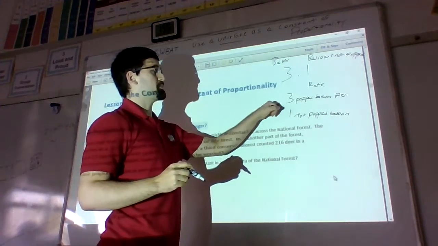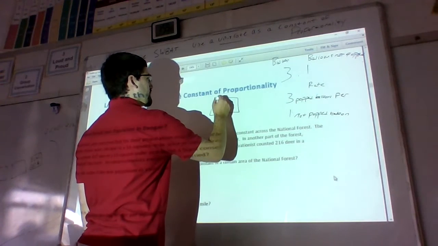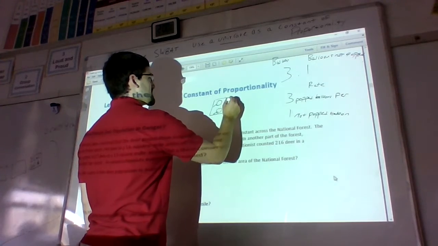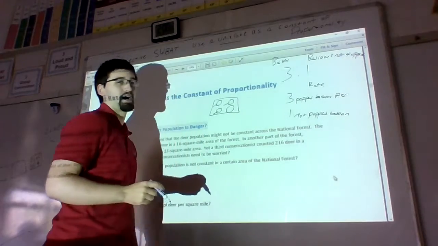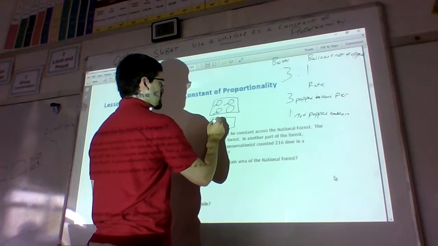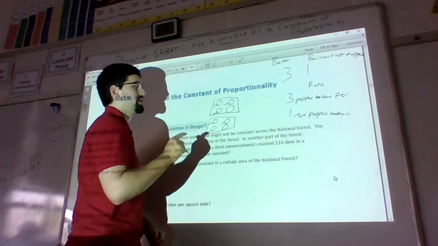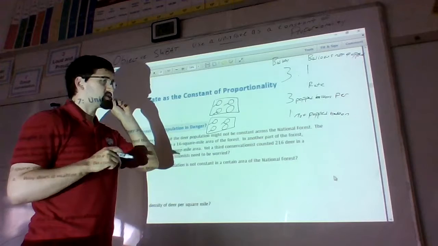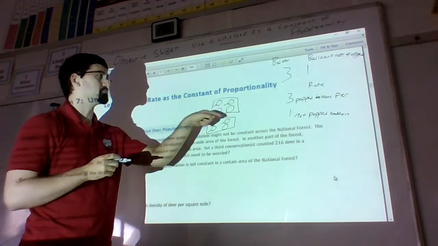For every 3 popped balloons we have, we get 1 not popped balloon. Every time we add 3 popped balloons, these are pins inside the balloon, we have 1 that is not popped. So if we have 6 popped balloons, that means we also have to have 2 not popped balloons, and that's using our rate. This is also how we find equivalent ratios: we use that rate.